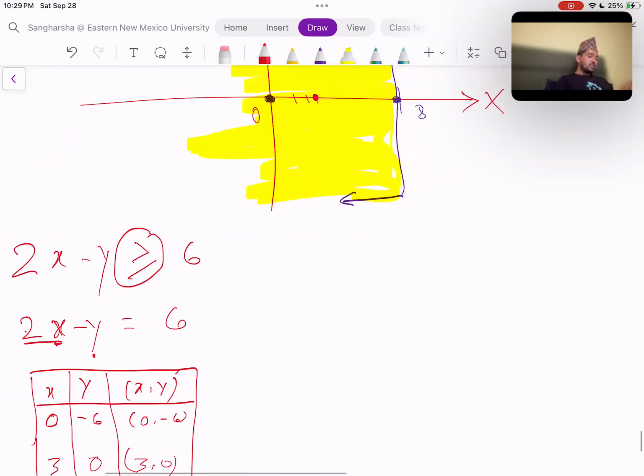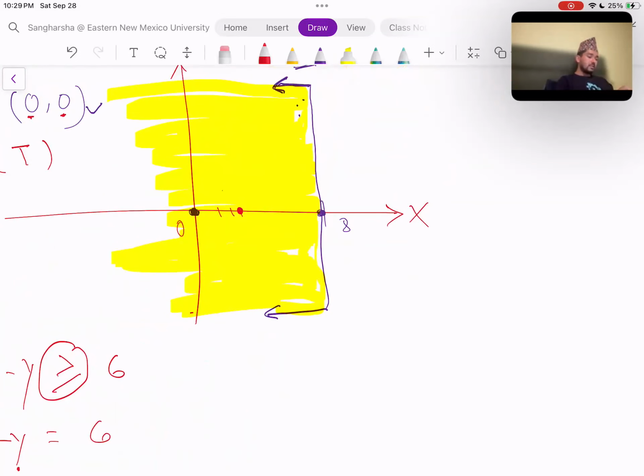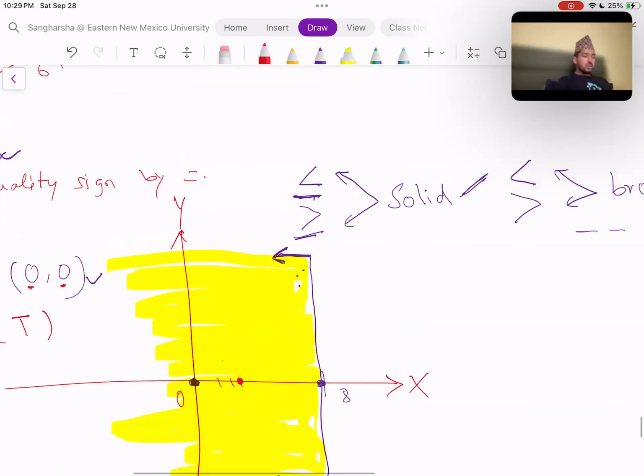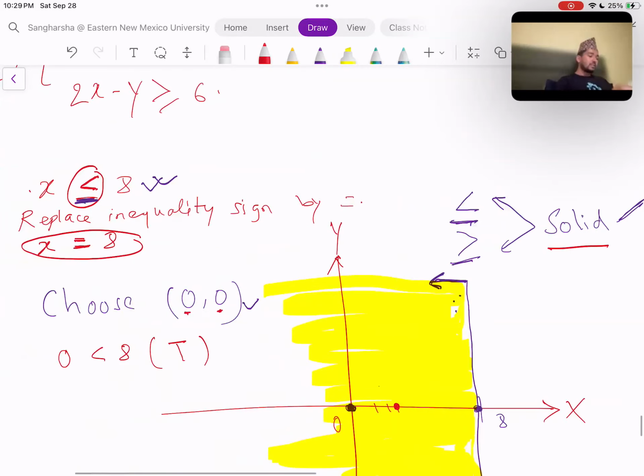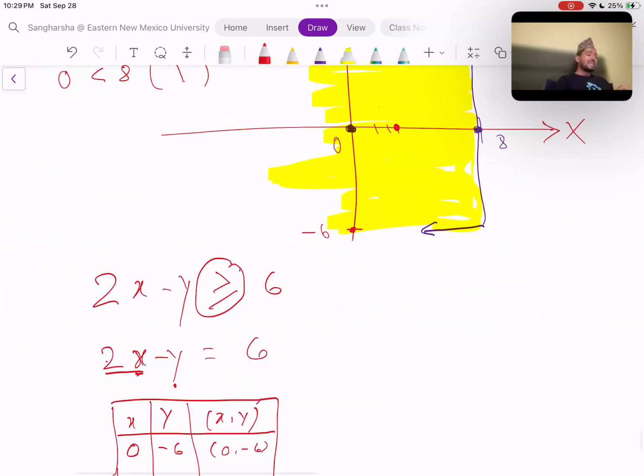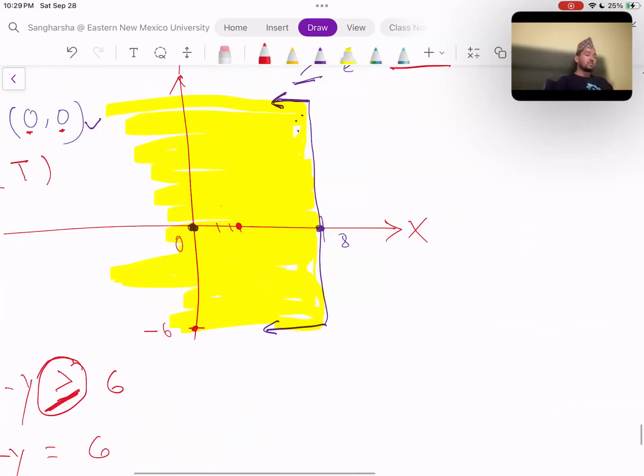And 0, -6. So let's say -6 is here. So 0, -6 here. Now, before you join these two dots, you need to check what kind of line you're gonna draw. Are you drawing a solid line or a dotted line? For that, you're gonna check what kind of inequality you have. In the inequality, you have an equals to sign, so you're gonna use a solid line. So you draw the solid line, connect these 2 points, and you get a straight line.